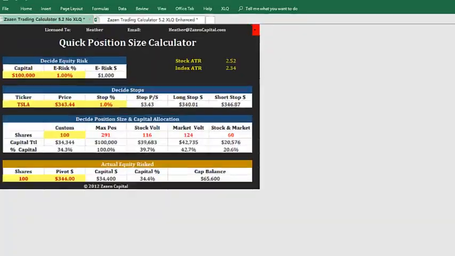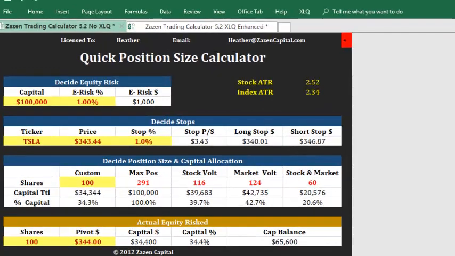The next calculator is a position size calculator, and it offers a little more in-depth information than just the quick position size table. I tend to use this when I'm planning trades, swing trades, position trades, things like that, and I tend to use the quick position size table for day trades. Anywhere you see yellow, you can enter some data.